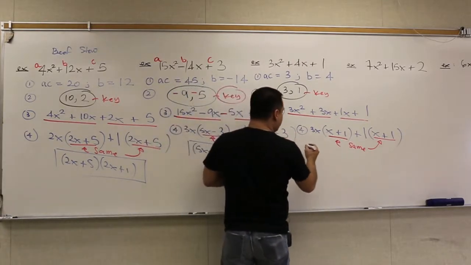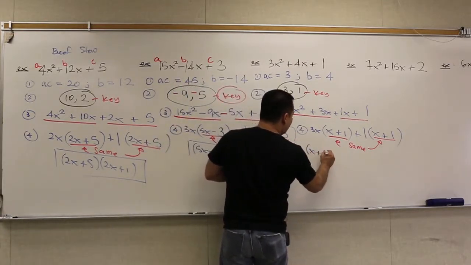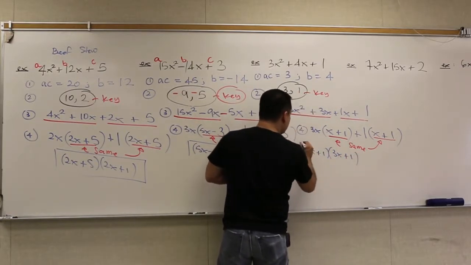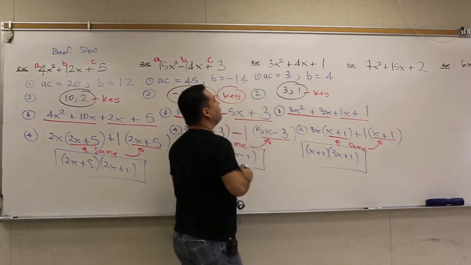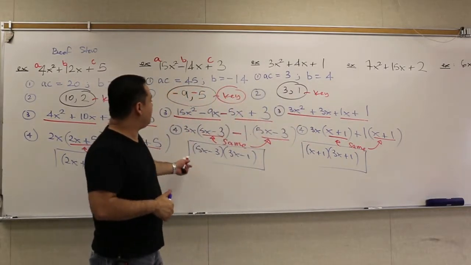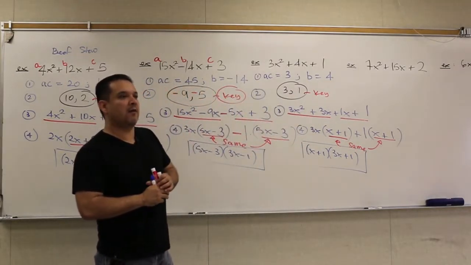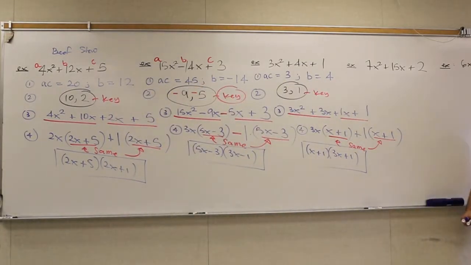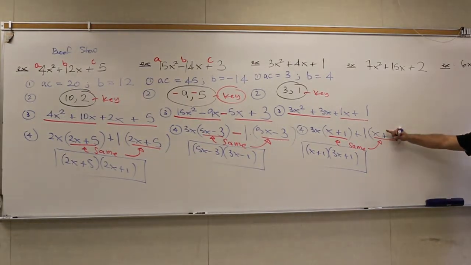Last step, what's common? X plus 1, and you're left with 3x plus what? 1. And you're done. Okay, anybody have any questions on this last one here? Nope. Step 4, factor by grouping.